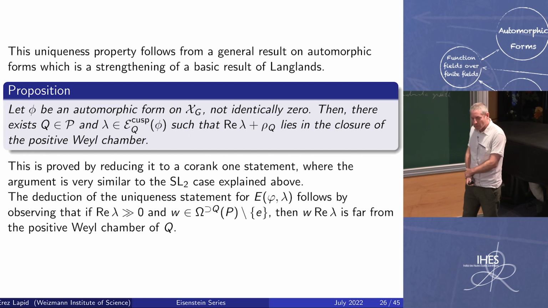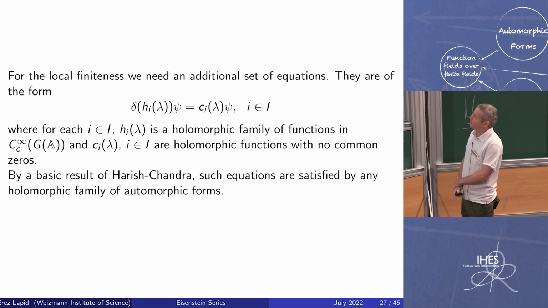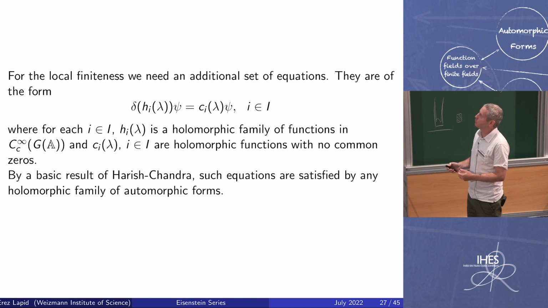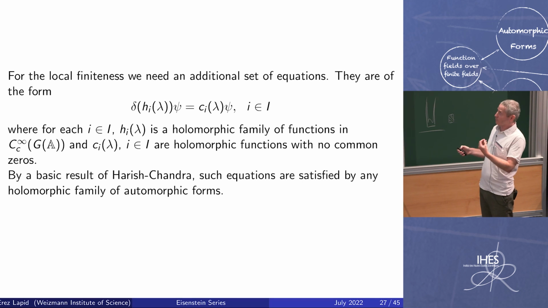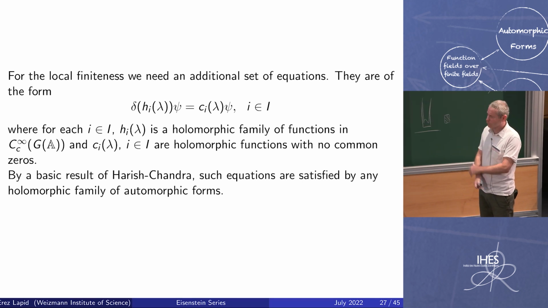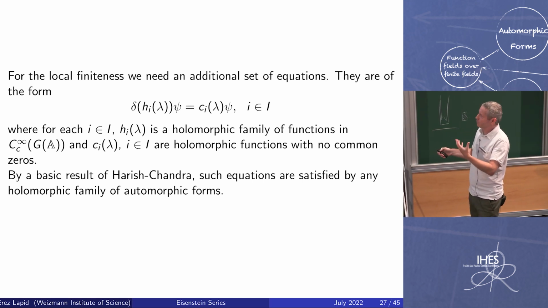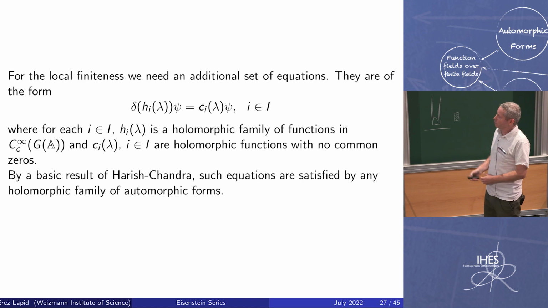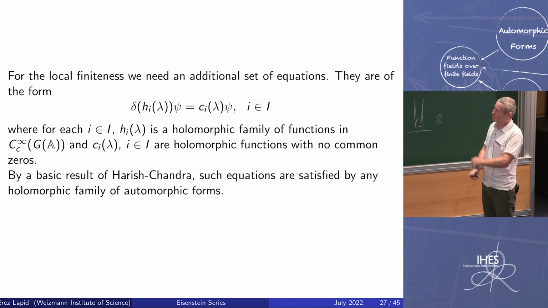Now, what about being locally of finite type? Well, that's technically a little harder. We need an additional set of equations, namely that, as in the SL2 case, the function is an eigenfunction under some convolution operator. The claim is that there is an analytic family of functions of compact support on G(A) and some scalar functions c_i, which don't have a common 0, such that the convolution by h_i acts by a scalar, which can be taken non-zero.